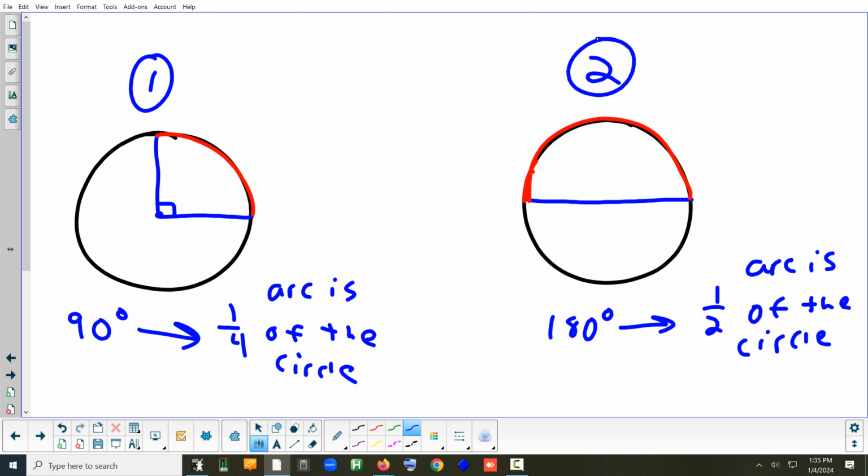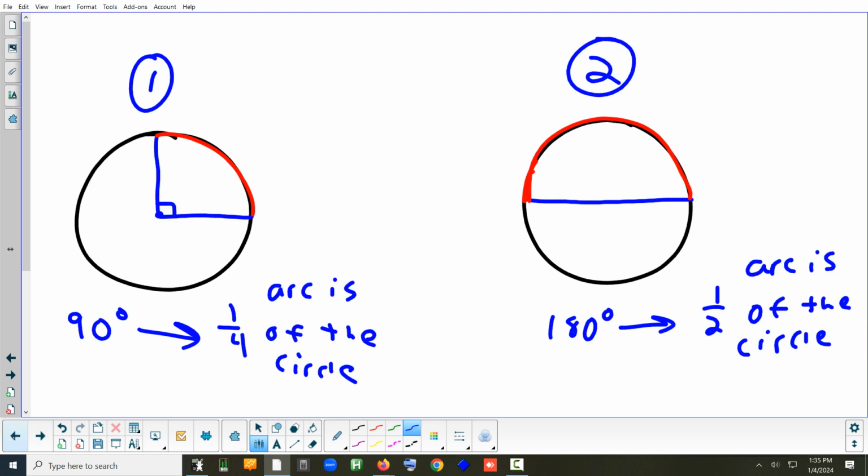So what that means is arc size and angle size are directly proportional. If you change one, the other one changes exactly the same way. If you were to triple the size of your angle, you would be tripling the size of the arc. If you make the angle half as big, then you make the arc half as big. Okay, so the point is the size of the arc changes directly with the size of the angle, and that's called directly proportional.